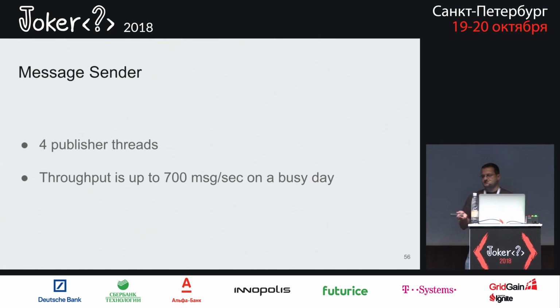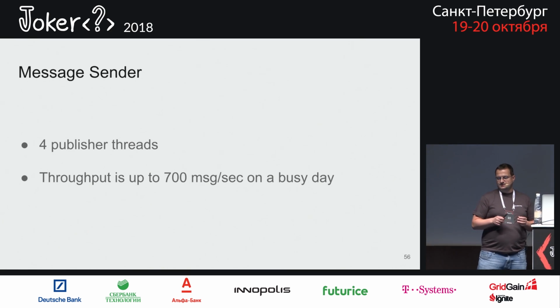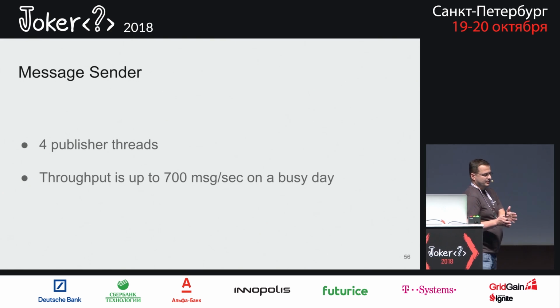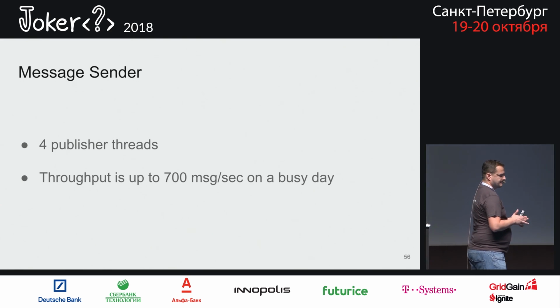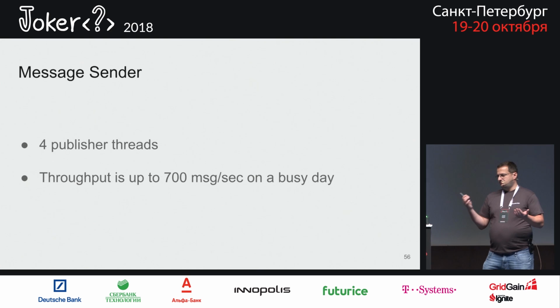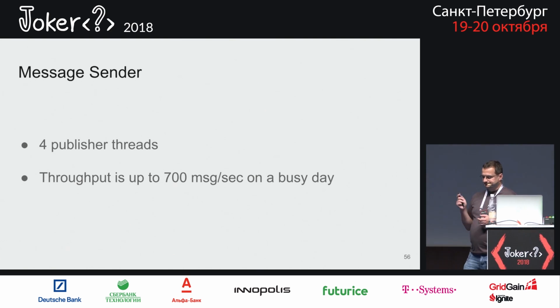The message sender that we're using here has 4 publisher threads, and it can publish 700 messages per second on a busy day. And this is just for this one component. This is just what this one service does. This doesn't mean anything with regard to the performance of the whole cluster. As I said before, we've seen 4,000 or 5,000 messages per second on a cluster without any problems.